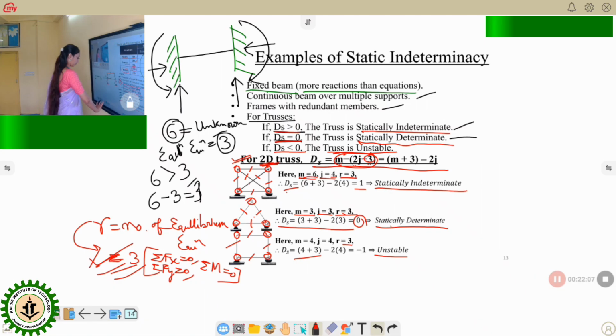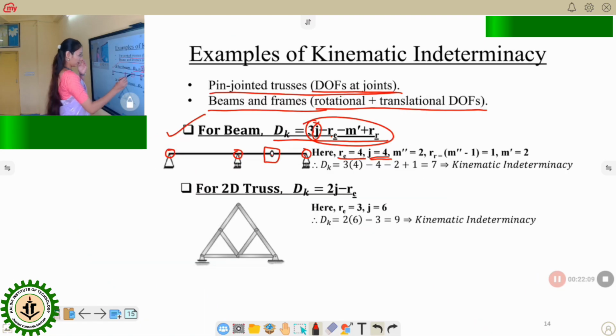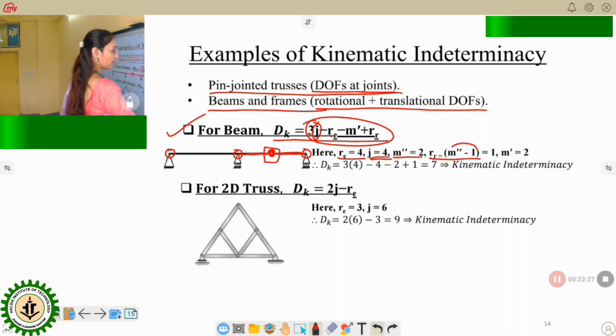Okay, now let us go for the problem. Now internal hinge location is here. Here there is one side and here there is another side. That means two sections of beam have been joined here. So therefore m double dash is 2, 1 and 2. And here therefore rr is m double dash minus 1 formula wise, and this is 1.